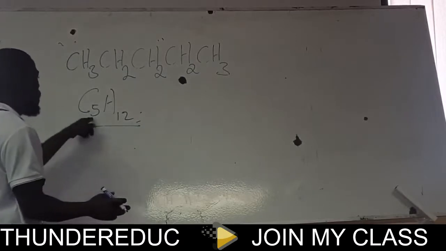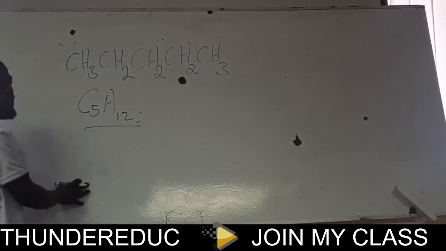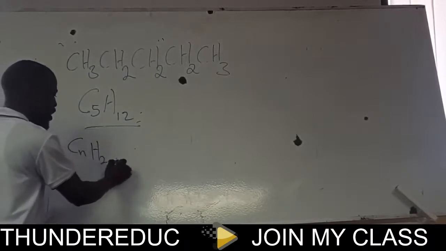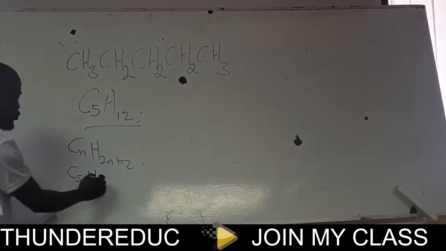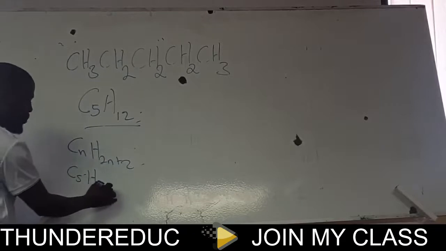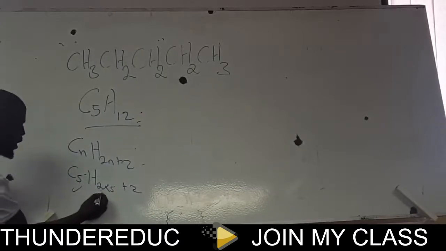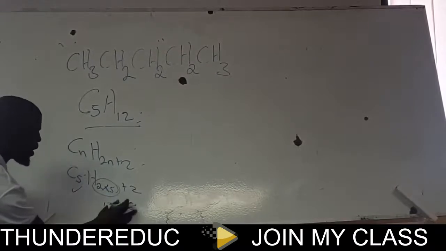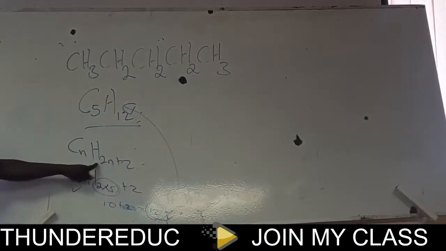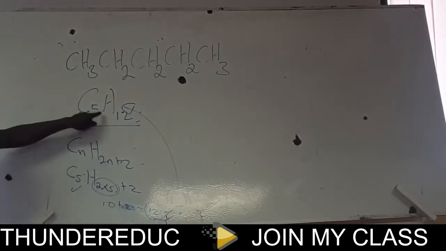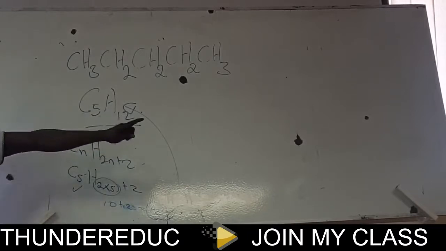So what do you do? Remember, when you go back to your general formula, how do you know that this is alkane, this is alkene, this is alkyne? If C is 5, H is supposed to be 2 times 5, which is 10, plus 2, which gives me 12. It means that the hydrogens are 12. If it diverts, it means that's not an alkane. But because this obeys the formula, this is an alkane. So when you're drawing the structural formula, there is no double bond or triple bond anywhere.